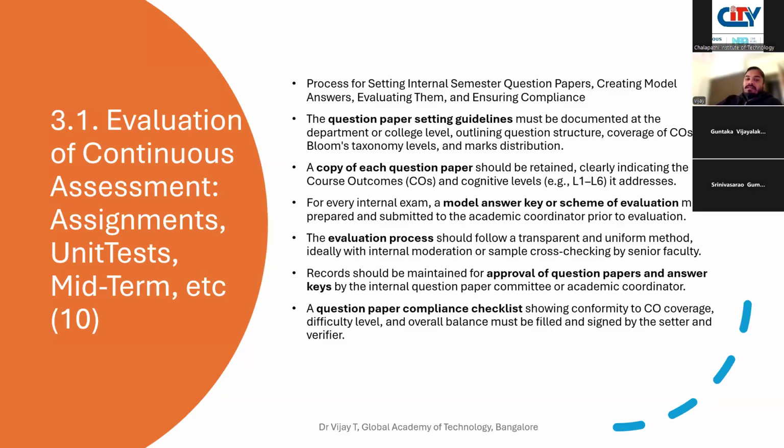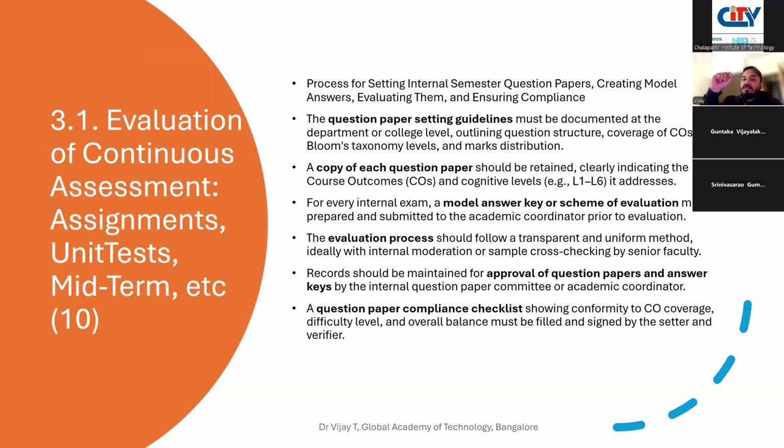So outcome based assessment, 10 marks for evaluation of continuous assessment. So what is the rubric that you have for evaluation? The question papers, what kinds of taxonomy questions that you are going to ask as per Bloom's taxonomy, how many course outcomes have been covered in your continuous assessment. So all these parameters would be done.